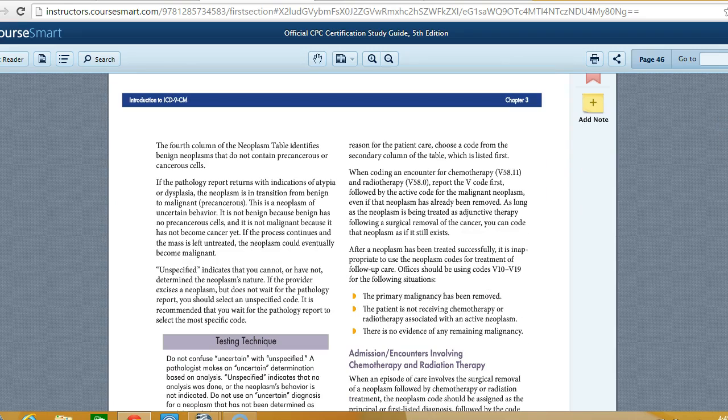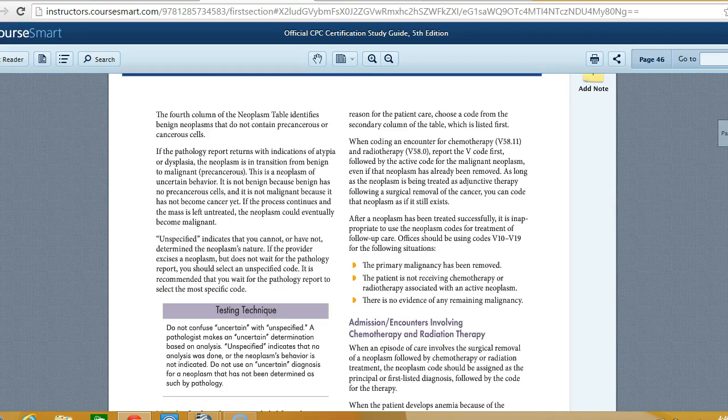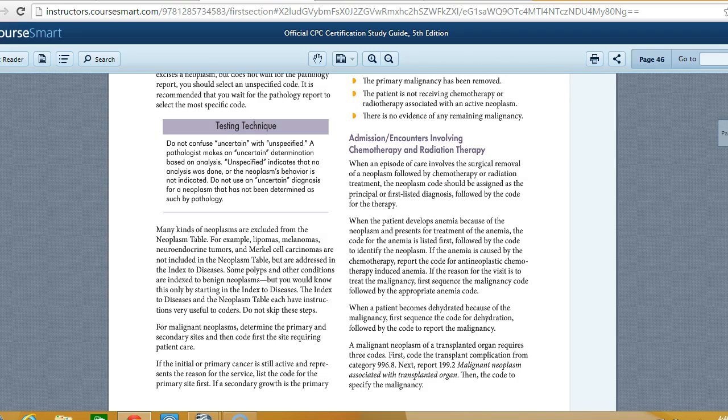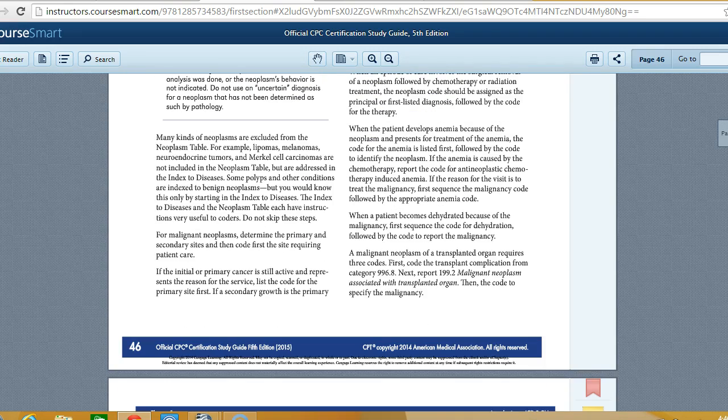Okay. Now, another important thing, if you have a patient who is coming in for radiation therapy, chemo, or immunotherapy, these are all first listed diagnosis codes, and they have to be listed first, with the cancer being coded secondary. So the radiography that you're going to do for the cancer, or the chemotherapy, has to be coded first, with the cancer second. So make sure you go back and you read this, you all. It's very important.